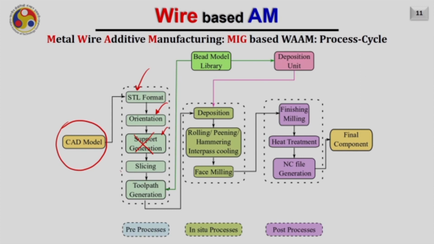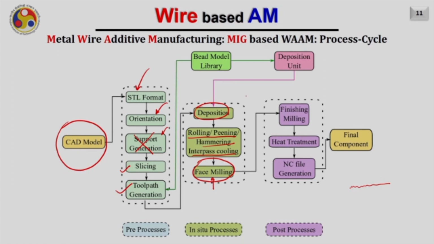And then we do the slicing and generate the tool path. After generating the tool path, we go for the deposition, and if required, we do some in situ processes such as rolling, peening, hammering or interpass cooling. Then if required, we also perform a face milling operation, which is sometimes essential when a lot of oxide has scaled up on the top surface. However, this option is also not necessarily required all the time.